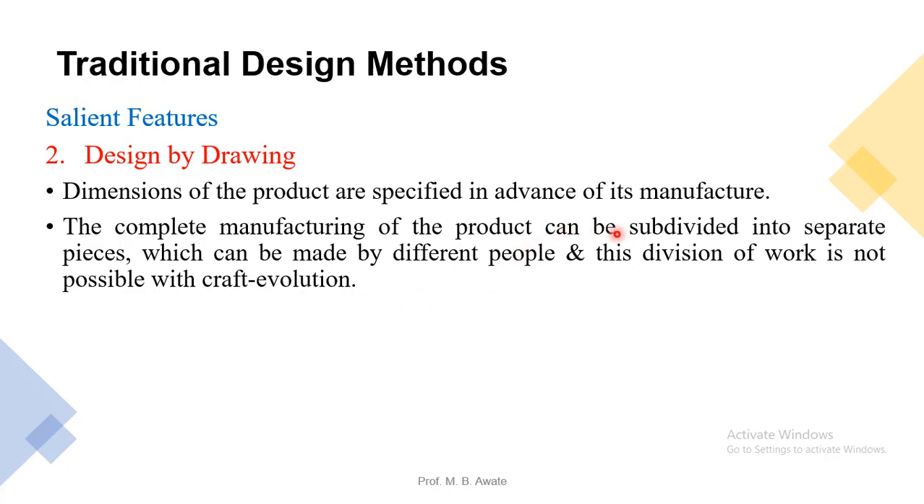And we can divide the entire work into small parts. Suppose there is an assembly of piston cylinder. So the cylinder is required, piston rings are required. We can subdivide the assembly into separate parts like piston, cylinder, piston ring, etc. And these parts are manufactured by different people, and at the end we are going to assemble it. But such a thing is not possible in case of craft evolution method. So this is one more advantage of design by drawing method.